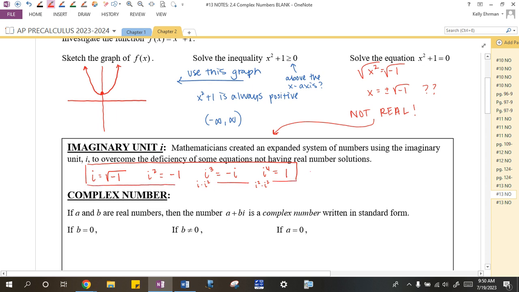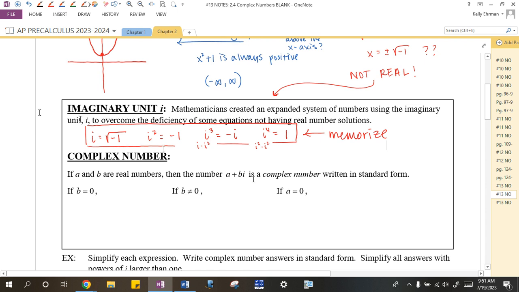Not necessarily the breakdown here, but you need to memorize the first 4 powers of i. So you should know that i squared is -1, i cubed is -i, and i to the 4th is 1. We'll expand on that. What about i to the 5th, 6th, 7th? We'll get to that in some of our examples.